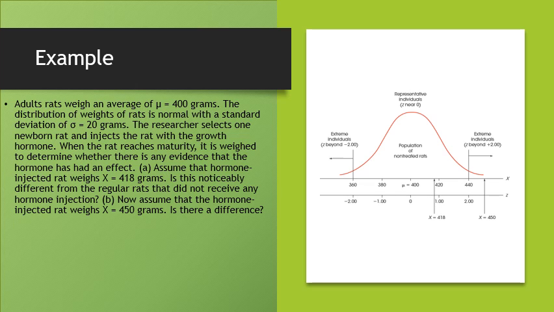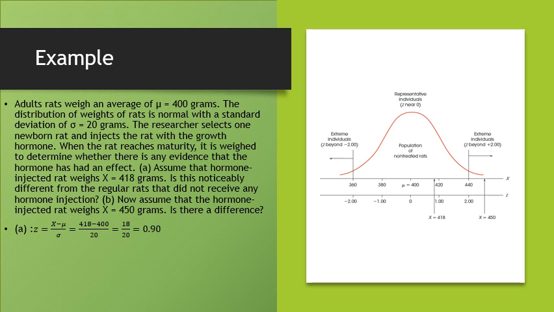So if you're going to just draw your picture and look at this, you can easily see that if the rat weighs 418 grams as in part A, they're in there with the population of the other non-treated rats. They're in the central area with everyone else. And you're going to notice for part B that x equals 450 is definitely beyond that Z-score of 2. So it's extreme. So there was a difference there. That rat is completely different from the other ones. So there would be a difference for part B.